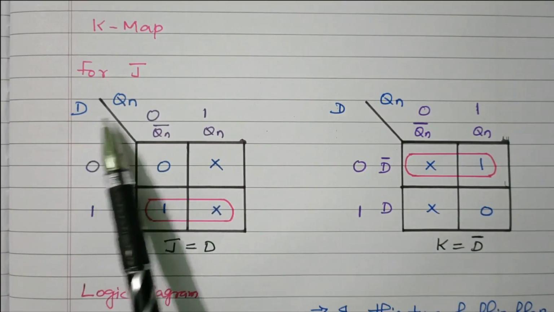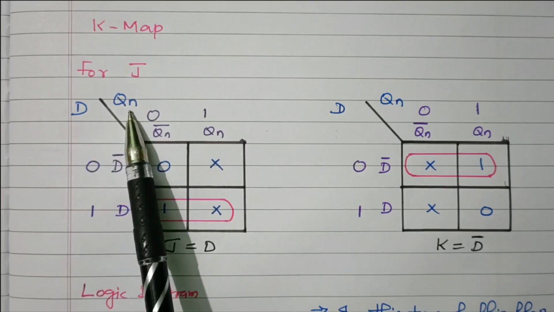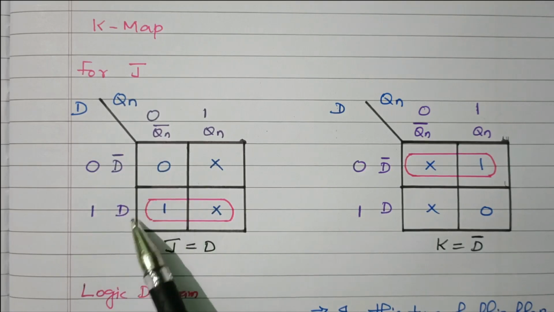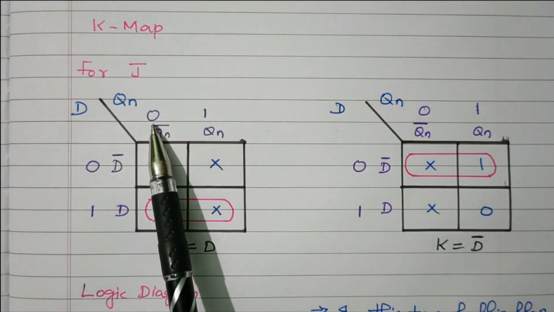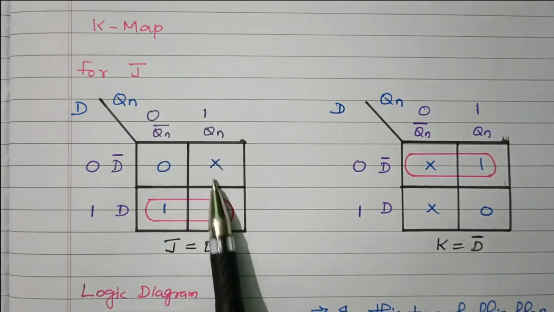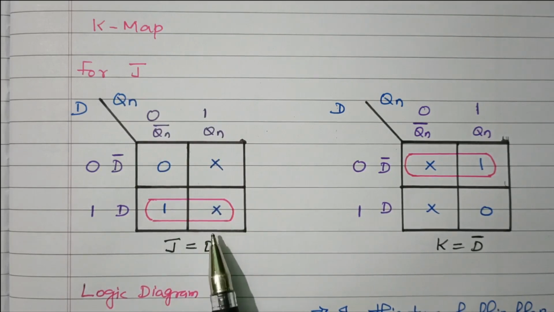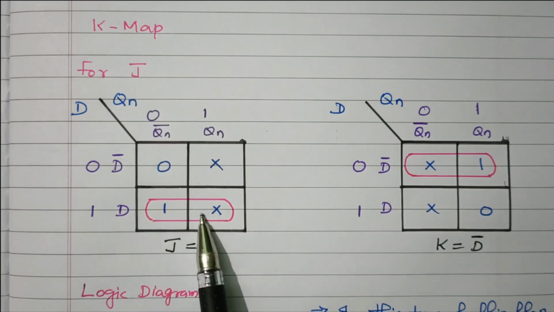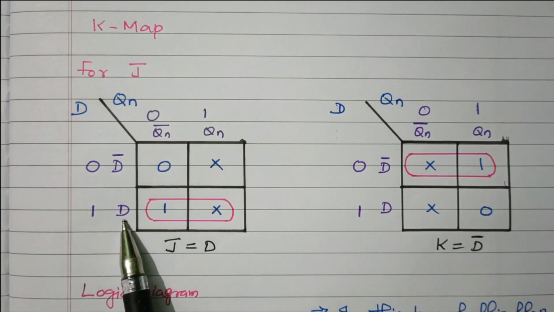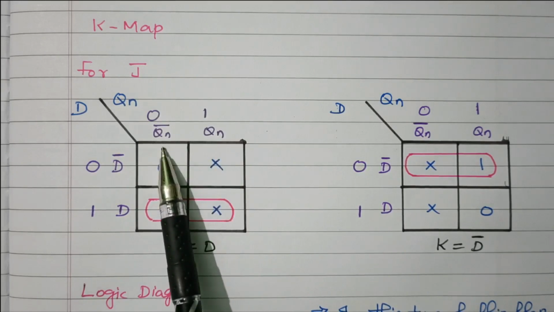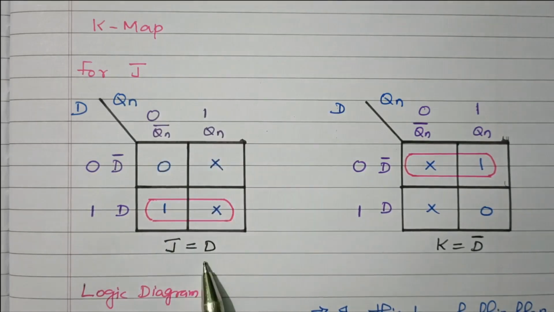So the two inputs are D and Qn. D is the input, Qn is the present state of the output. D is one variable with two possibilities, 0, 1: D bar, D. Qn is also one variable with two possibilities, 0, 1: Qn bar, Qn. These four values are filled from the truth table, 0x, 1x, what we discussed as the JK input. So these two variables are combined together. What is available in the corresponding row? D. Second row is D. What is available in the corresponding column? First column and second column, Qn bar, Qn. So they got cancelled. Only D. So the J input is nothing but D.